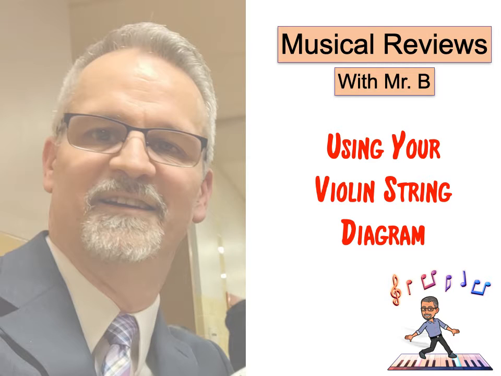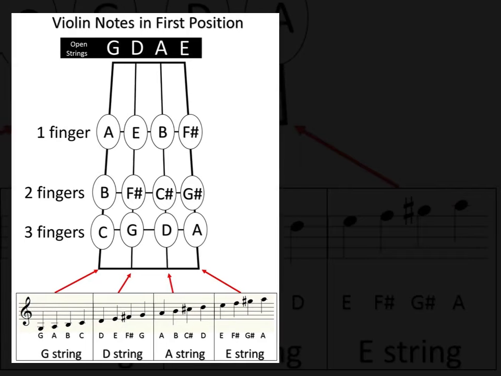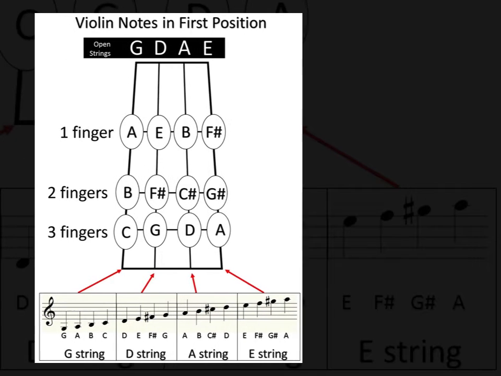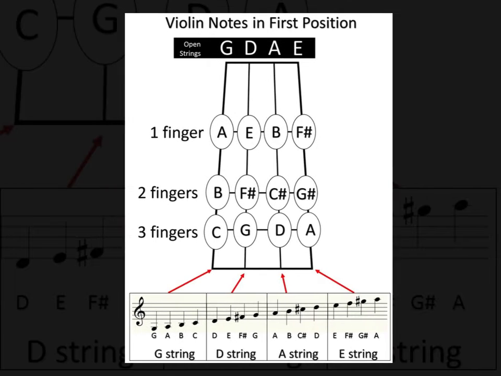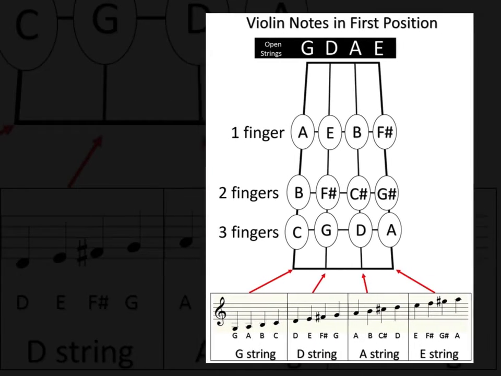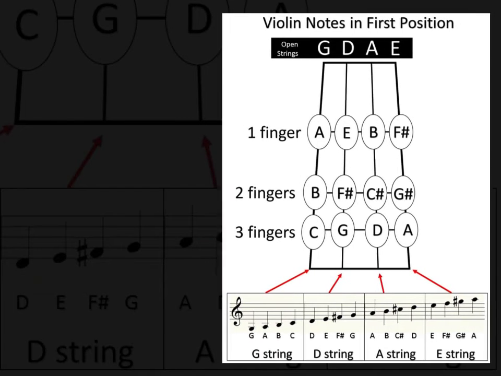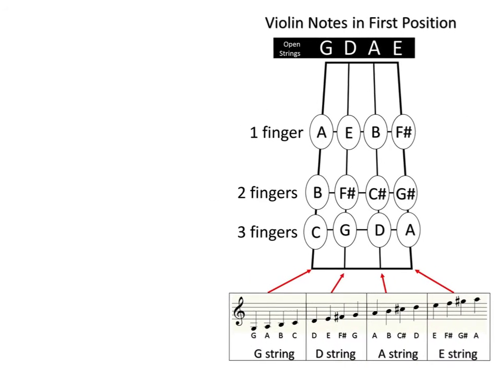Today's episode is on using your violin string diagram. You will have received a packet from me way back when in one of your first lessons, and the front page of that packet has this, the violin notes in first position. Lots of good information on that page there. We're going to talk about the 4 different types of information we have on that page and just review how to use that page in case you've lost track of any part of it. Let's take a quick look here.